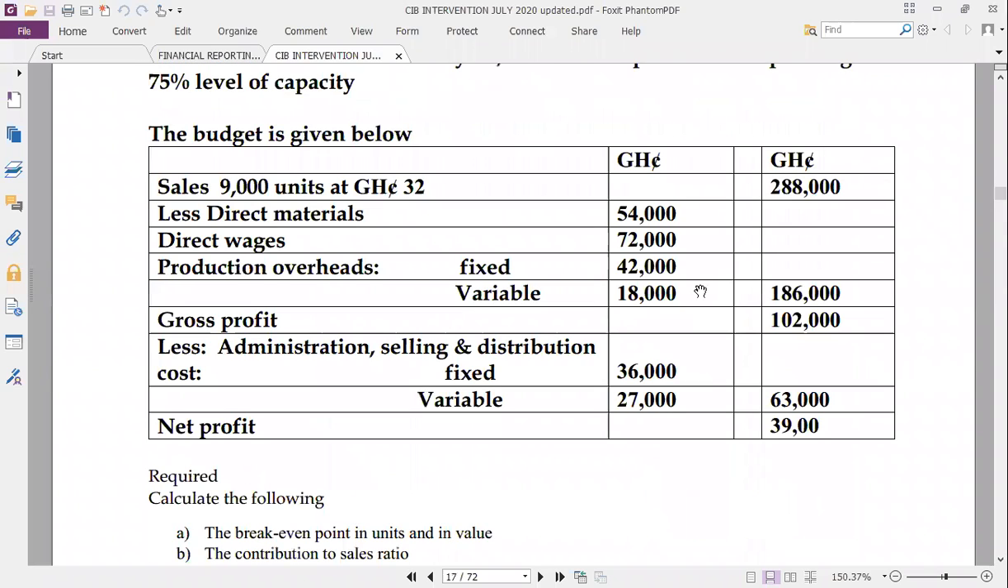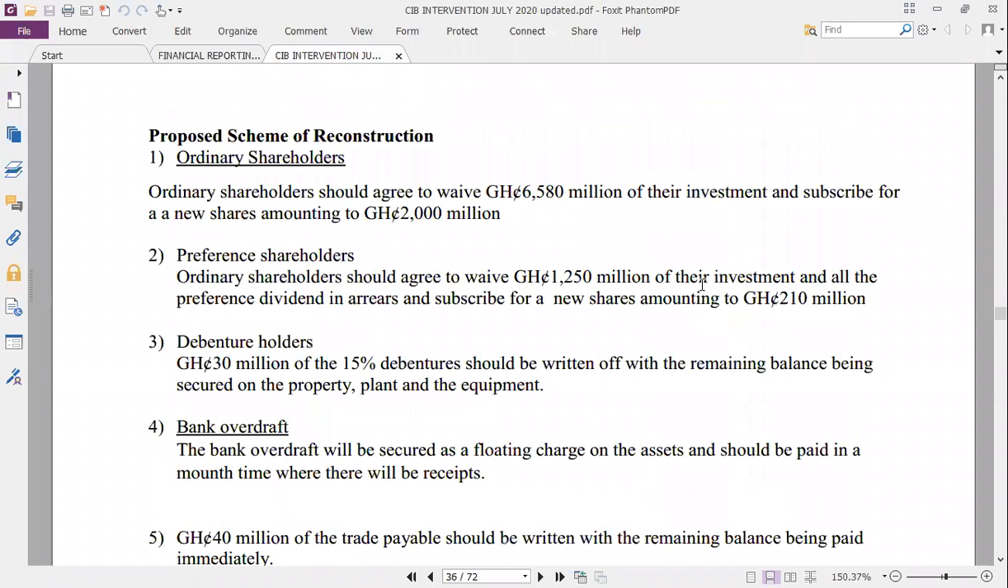For this analysis, you are just describing figures. Then you are done. You are describing figures. Okay.